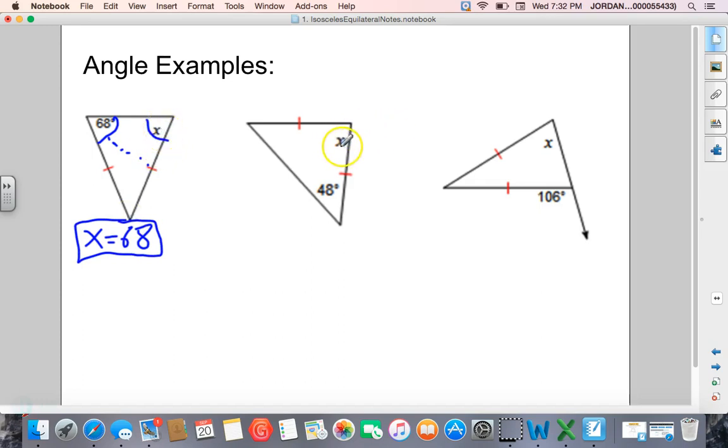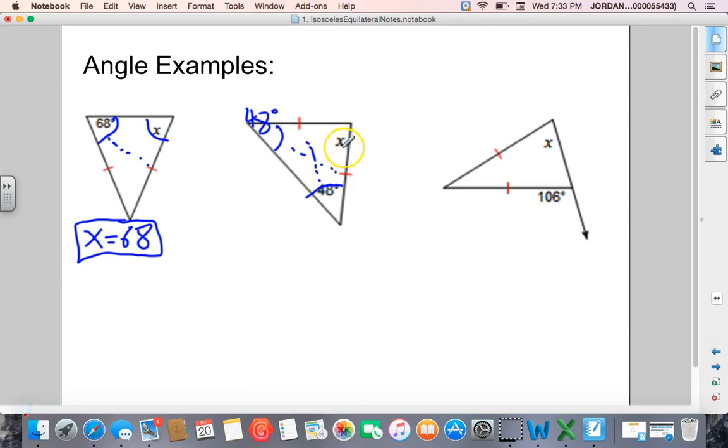Now on this one, it's a little bit trickier, so you've got to remember that the sum of the three angles in a triangle is 180 in order to solve this one. Because if this side and this side are congruent, then we know the angle opposite this side, which is 48, is congruent to the angle opposite this side, which we don't know. But we know now, since these two sides are the same, that the base angles are also the same. So this angle must also be 48 degrees.